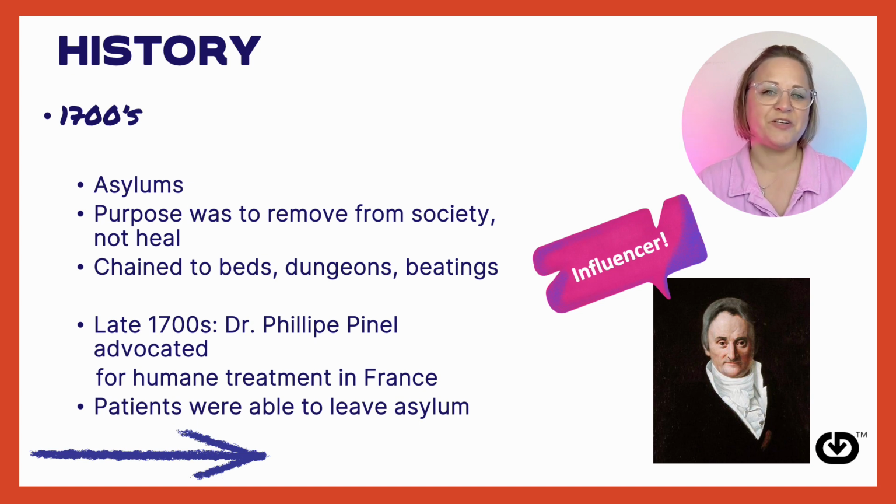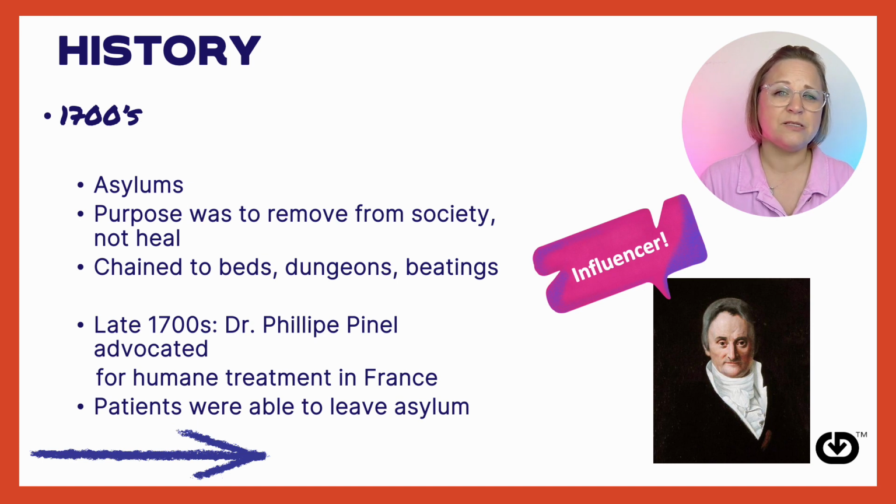Now, in the 1700s, we start to see our first glimpse of modern mental health care, and that was in the form of asylums. But the point of asylums when they first started wasn't to really help patients, it was rather to remove them from society. And patients, unfortunately, were treated horrendously in these asylums, sometimes chained to beds or put into dungeons and facing beatings.